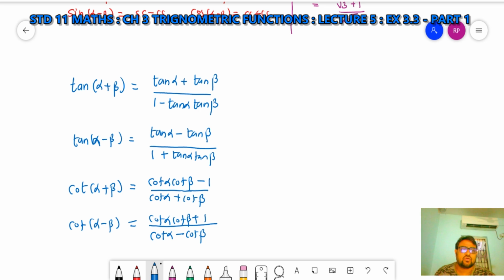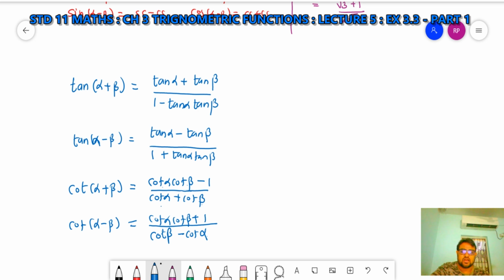Clear? Here there will be a change, here it will be beta. Cot beta minus cot alpha, there is a small change in cot. It's just reverse. Cot alpha plus beta is cot alpha cot beta minus 1 upon cot alpha plus cot beta. And this is cot alpha cot beta plus 1 upon cot beta minus cot alpha.